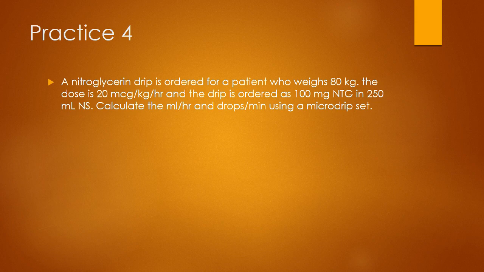Practice problem number 4. A nitroglycerin drip is ordered for a patient who weighs 80 kilograms. The dose is 20 micrograms per kilogram per hour, and the drip is ordered at 100 mg NTG in 250 ml NS. Calculate the ml per hour and the drops per minute using the micro drip set. Go ahead and take some time to answer this problem. It's kind of complicated, and you are expected to give 2 answers.